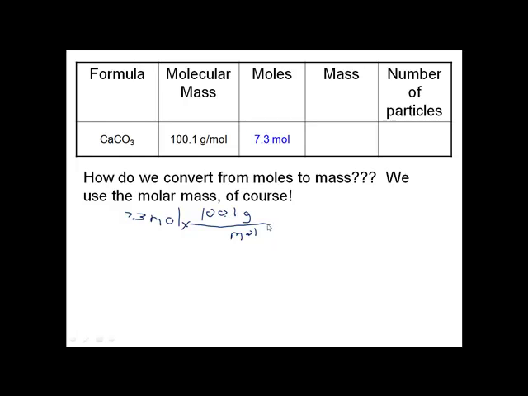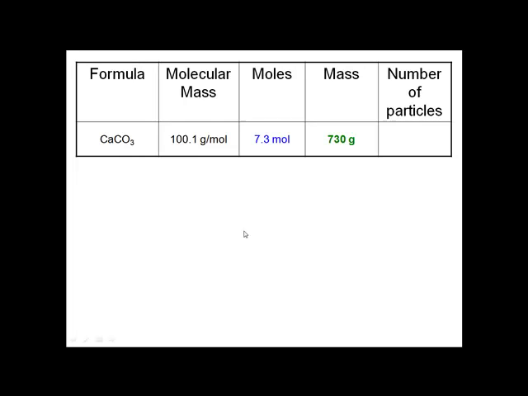100.1. Our moles will cancel out. And from here, we just multiply 7.3 times 100.1, and we'll get 730 grams. Again, 2 sig figs because we started in moles with 2 sig figs.